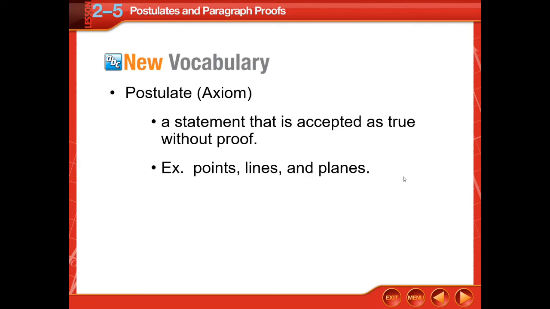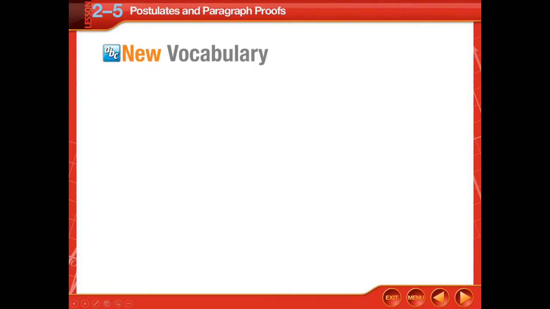So some examples of postulates in geometry are points, lines, and planes. We accept those definitions as true. We just know that they are true. We don't have to prove them. So when we talk about postulates, that leads us into what we call proofs.